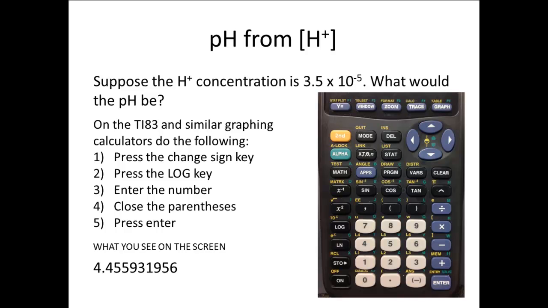Now the issue is sig figs. Since the number only had 2 sig figs, 3.5, the pH must reflect this. The number of sig figs in the number must be the same as the number of decimal places in the pH. So, we round the answer to 2 decimal places, 4.46.